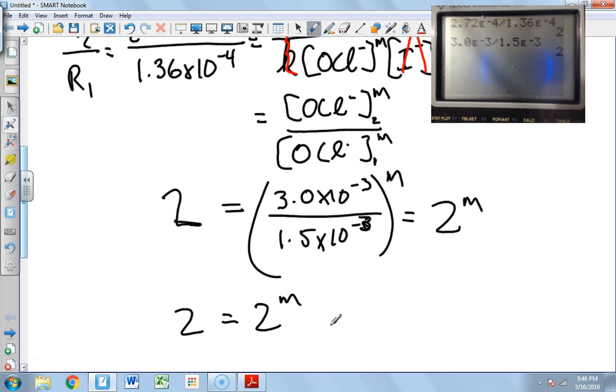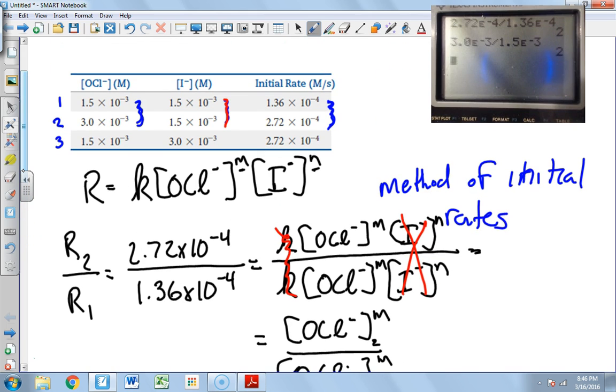And that is going to, so in this case, m equals 1. Okay? Now that gives us one of the orders. Now we have to calculate the second order, the other order. Okay? And so we're going to pick the experiments where, instead of I minus being held constant, OCl minus is being held constant, which is experiments 1 and 3.